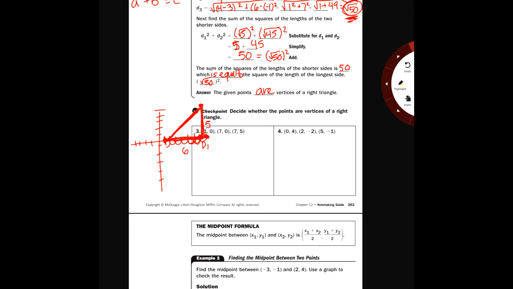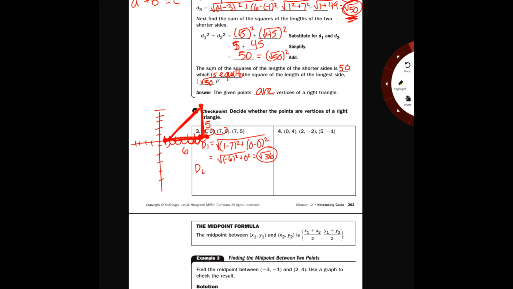So our first distance we'll do between 1, 0 and 7, 0. So I have my radical, subtract my x's, 1 minus 7 squared, plus 0 minus 0 squared, my y's squared, which gives me a radical negative 6 squared plus 0 squared, which is a radical 36.